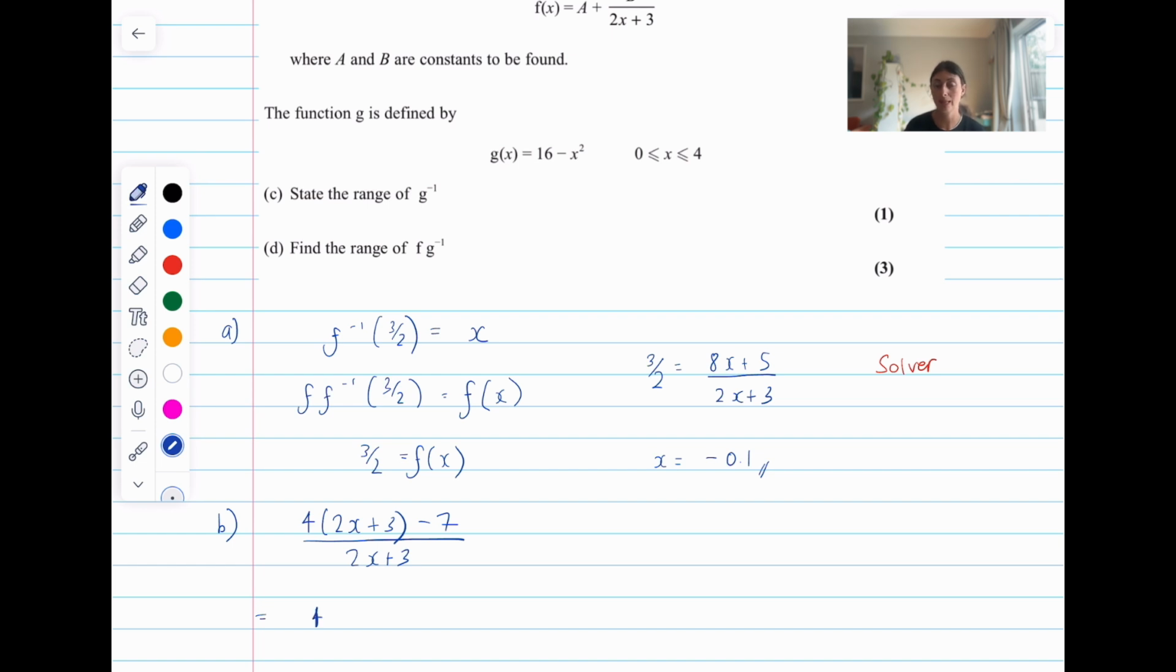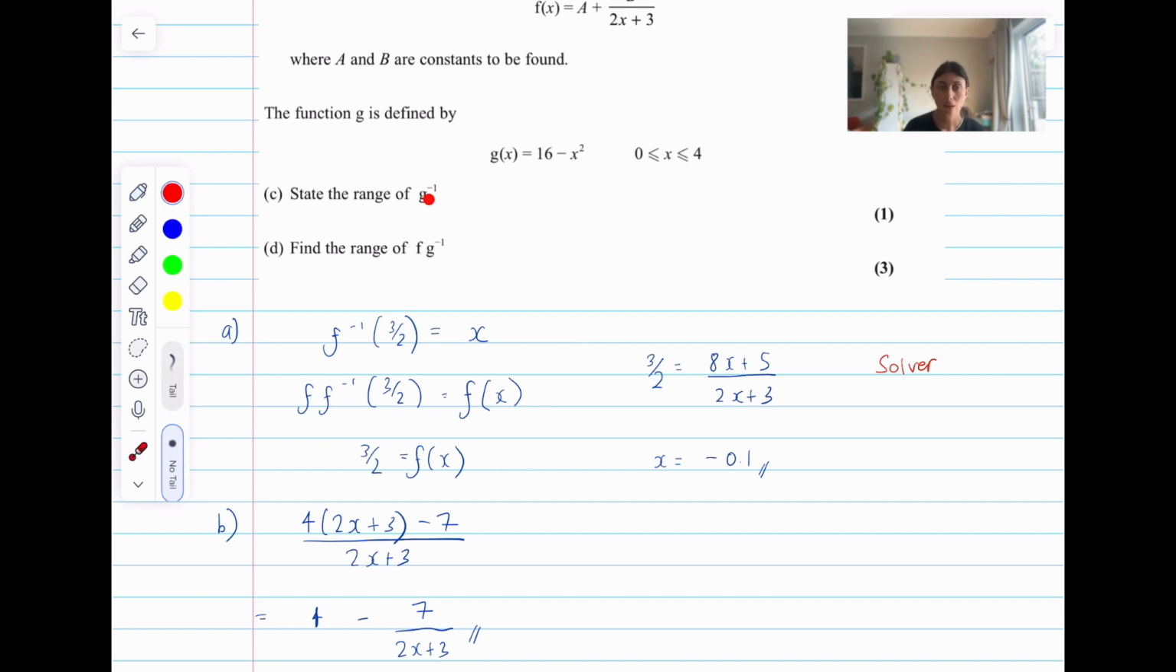The reason we did this is because now you can see by copying the denominator up in the numerator, I can now cancel them, leaving us with an integer, or in this case 4, and then we've still got the fraction that we needed. In this case, it's minus 7 over 2x plus 3.